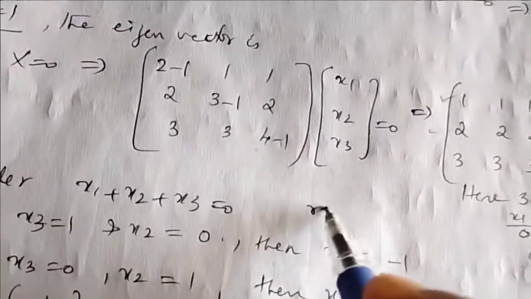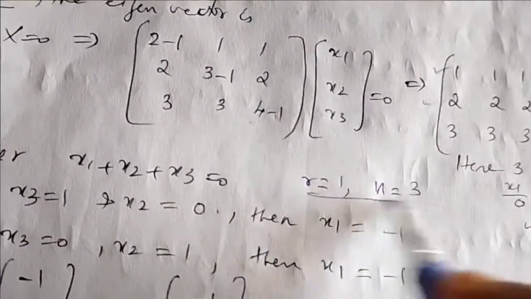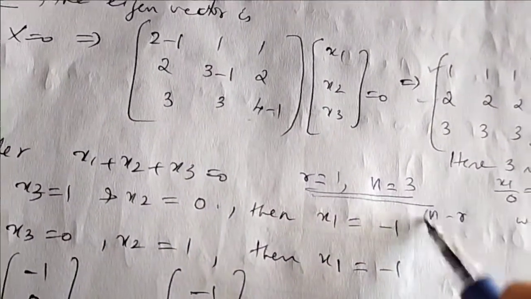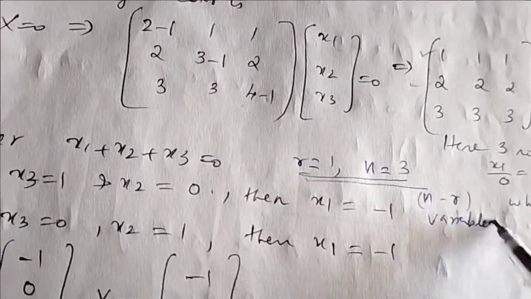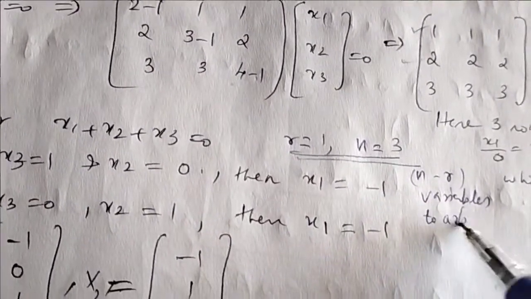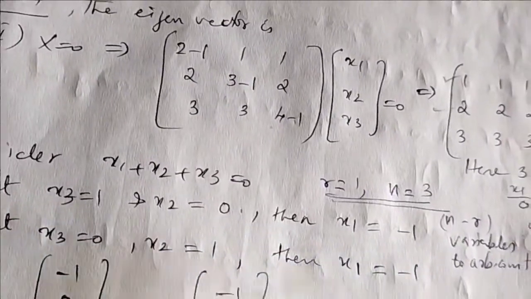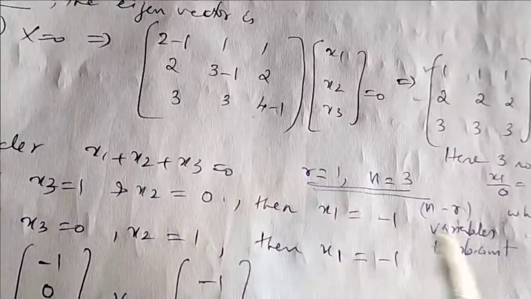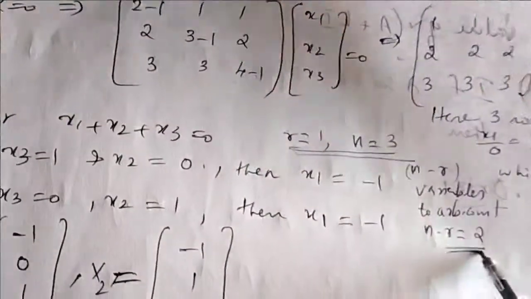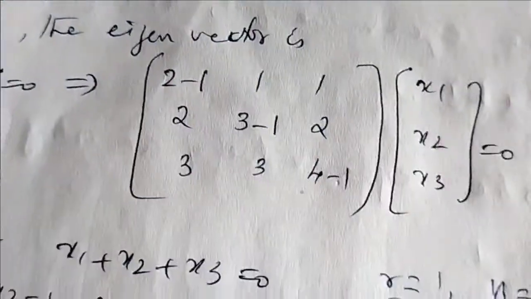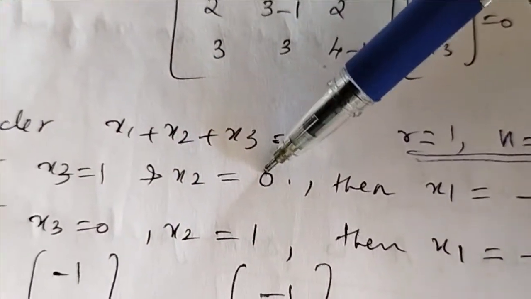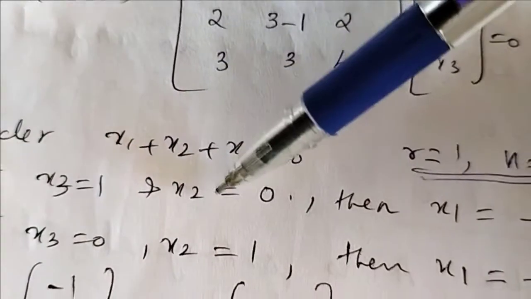Here the rank is 1 and the number of variables n is 3. So you have to assign n minus r variables to arbitrary constants, as in the solution of homogeneous equations. Here n minus r is 3 minus 1, that is 2. So we can assign 2 variables to constants. I put x3 as 1 and x2 as 0. Choose any two variables. With x3 equal to 1 and x2 equal to 0, you get x1 as minus 1.